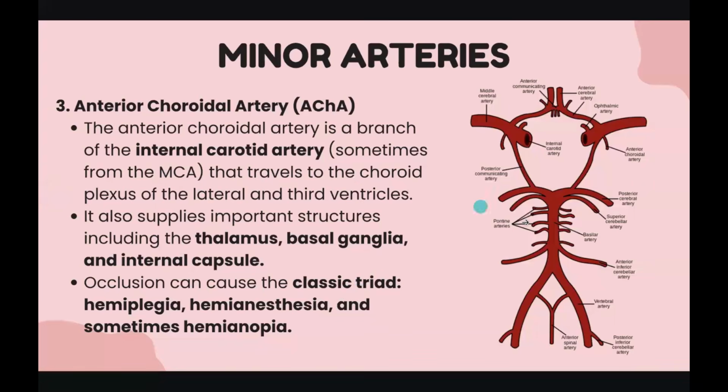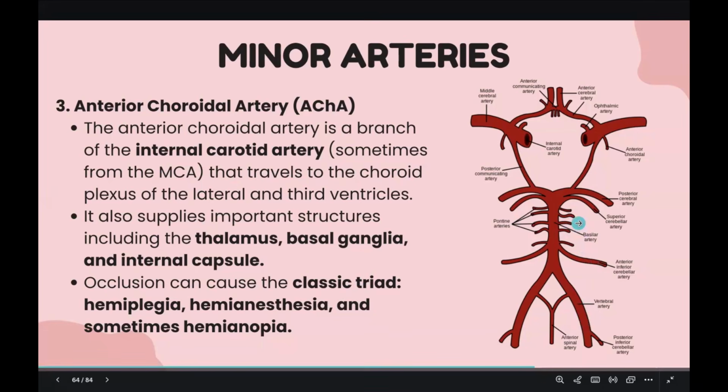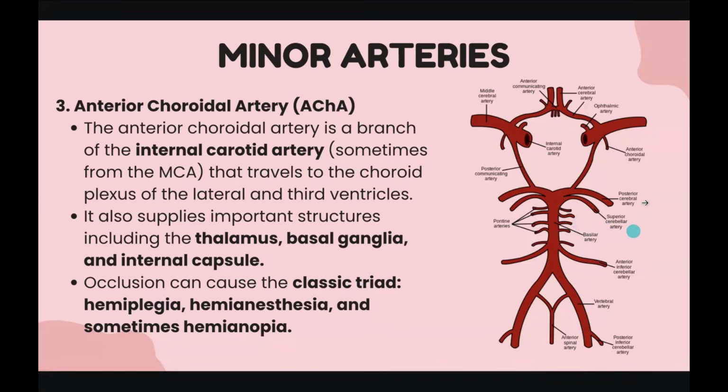Let me see if I can point at it for you guys here. Yes, it is here. Anterior choroidal artery. It's a branch, as you can see, from the internal carotid, okay? So it's a minor branch.